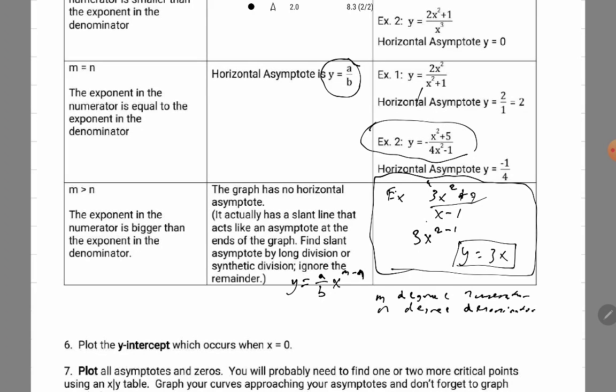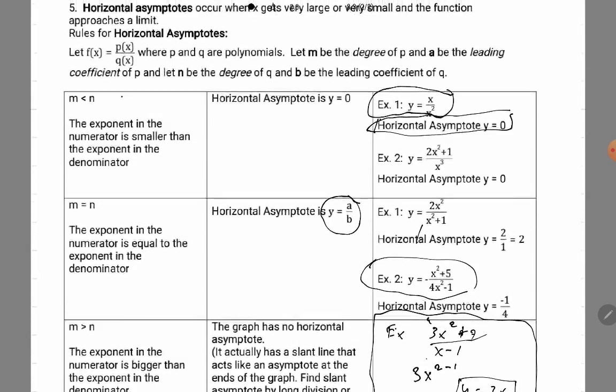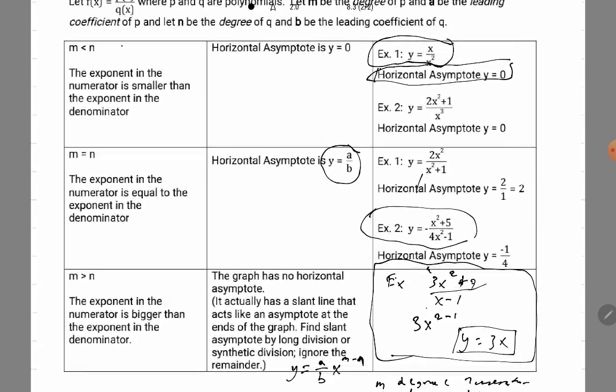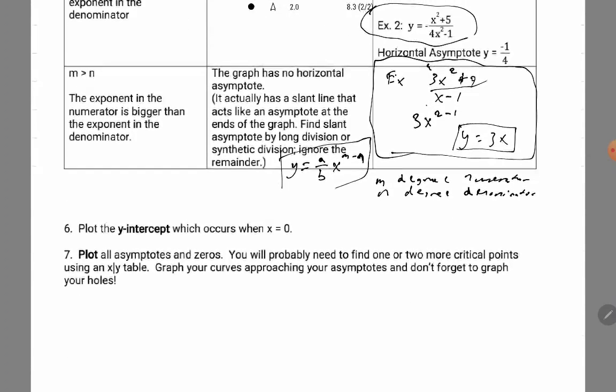Alright, so let's go back. These rules for the horizontal asymptote are quite difficult to remember, but know that if the bottom degree is bigger than the top degree, then y equals 0. If they're equal, just a over b. If the top is bigger than the bottom, then you have to use this fancy formula here. Then plot the y-intercepts, and then plot. So let's go back.